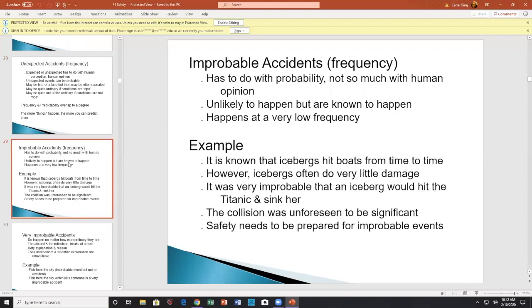Improbable accidents, well, that has to do with probability, not so much with human opinion. Unlikely to happen, but known to happen, at very low frequency. For example, icebergs. It's known that icebergs hit boats from time to time. It's also known that often the icebergs do very little damage. It was very improbable that an iceberg would hit the Titanic and sink her, an important item, sink her. Collision was unforeseen to be significant. Safety needs to prepare for improbable accidents.